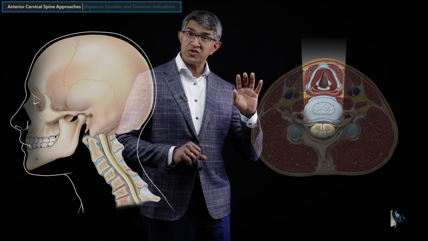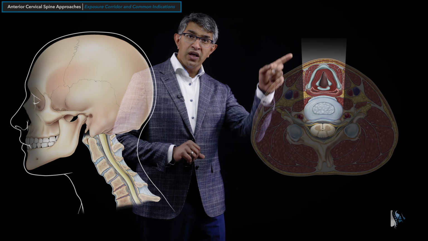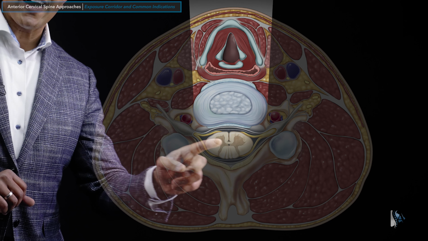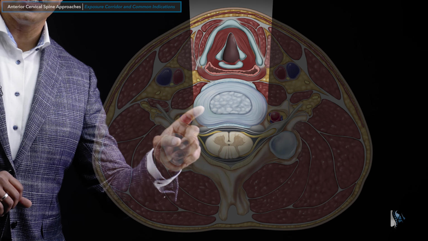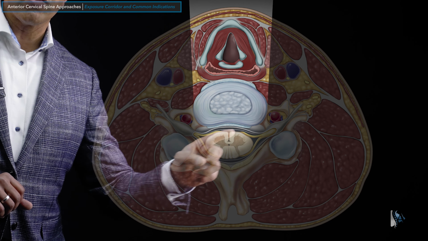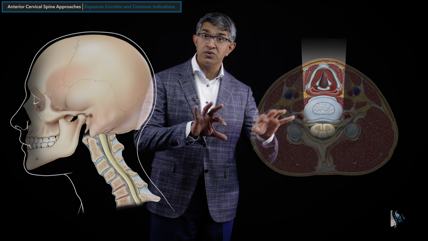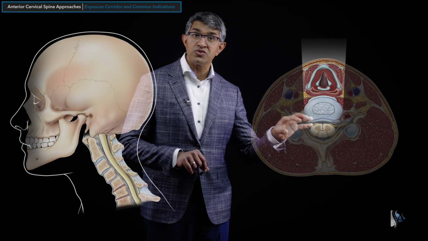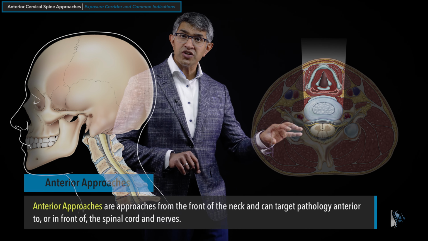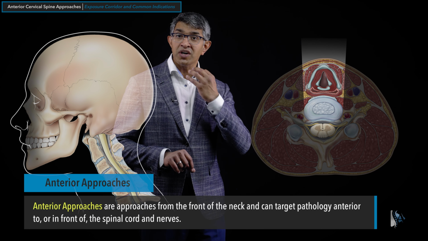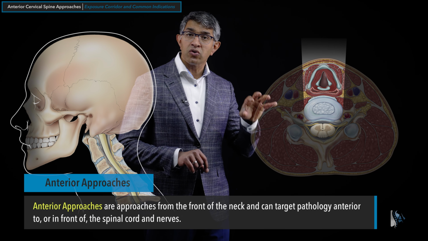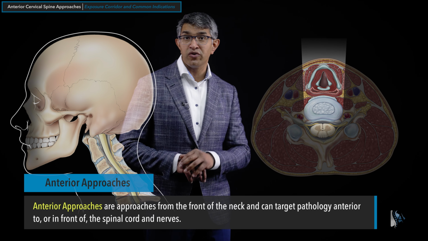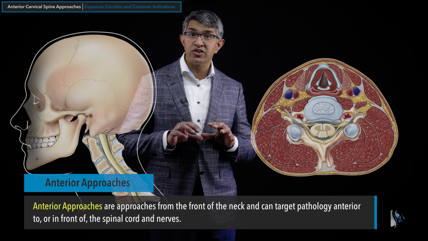So let's talk about what structures you can see well with that. Here you can see if you came in from the front, and not through these structures, but from the front, you would have access to these structures. You'd have access to the disc, to the front of the spine with the nerve on one side, the nerve on the other, so you can access both sides. And you could also see the spinal cord here. You can access structures that are in front of the spinal cord. So the anterior approach is an approach from the front of the neck that allows you to target or address pathology that is in front or anterior to the spinal cord and the spinal nerves. That is generally what an anterior approach is.